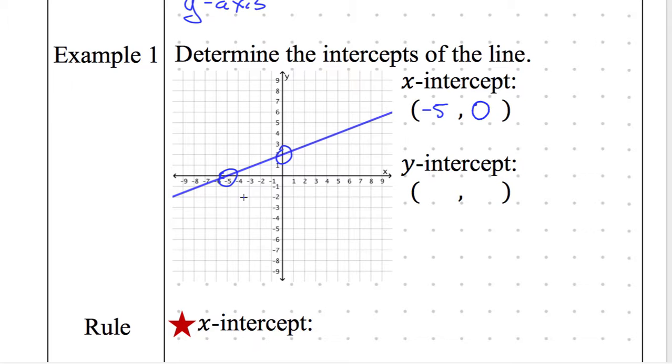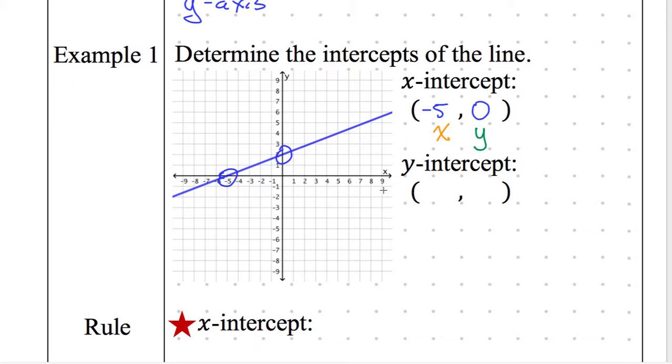Let me just back up and make sure that everyone can follow that. This is -5, 0 because I went -5 in the x direction. Again, this is the x number, and this is the y number. How far up did I go? I didn't go up. I stayed on the x-axis. So if I didn't go up and down, I have a 0 coordinate for the y.